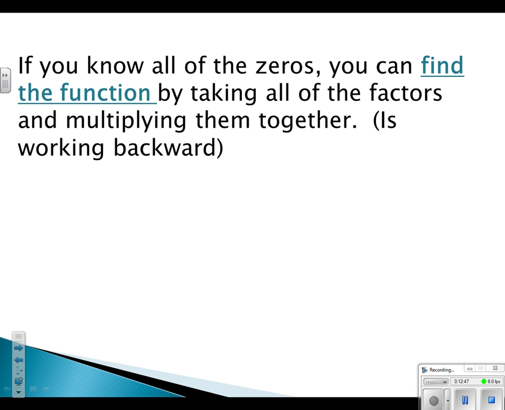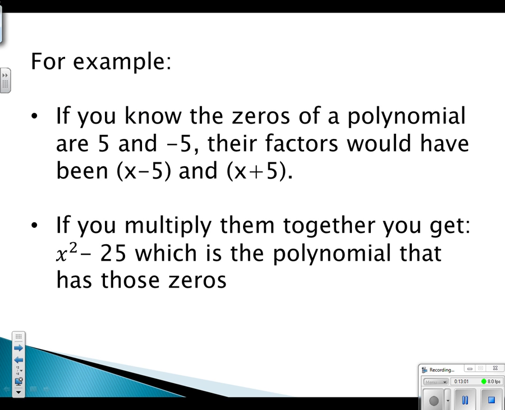Now, we've talked about this a little bit in the first half of our chapter. If you know all of the zeros, you can find the function by taking the factors for those zeros and multiplying them back together. Okay, so that working backward, we have seen this before and done that. So in other words, if we had 5 and -5 as our known zeros, okay, the 5 comes from the factor x minus 5. The -5 came from the factor x plus 5. By foiling them back together and multiplying, this would have been the original function that had those 2 factors. Okay, so x squared minus 25 is the polynomial with 5 and -5 as zeros.